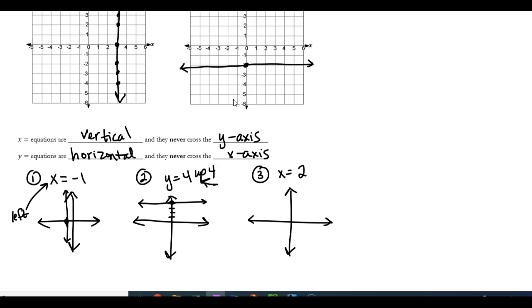And then last one, x is -2. I'm sorry, not -2, but 2. That tells me I'm going to go to the right 2. So I'm going to go over to the right 2. And then it can only cross through that axis, so it's a vertical line. And that's it. So you just have to remember, if it's an x equals, it's vertical. If it's a y equals, it's horizontal. And then we're going to spend some time practicing and then making sure you understand this today.